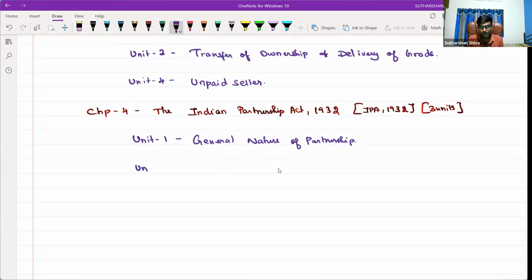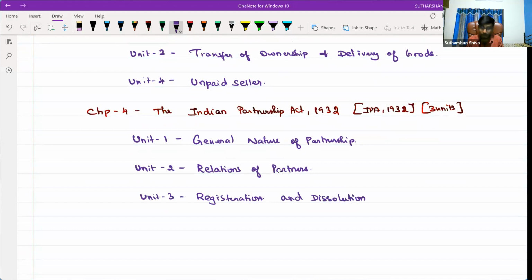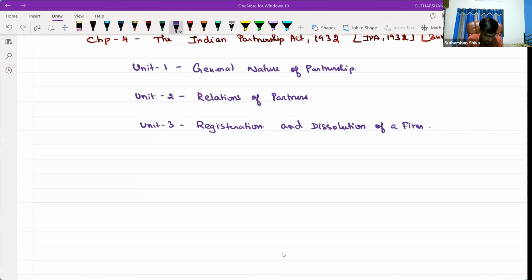In unit 2, you have the relations of partners, that is, the relationship between the partners. Unit number 3 covers how to register my partnership, registration, and how to close it, that is, dissolution, not of the partners, but of a firm. Dissolution of a firm. This is about chapter number 4. You have very small 3 units, and after that, it will be easier for you.